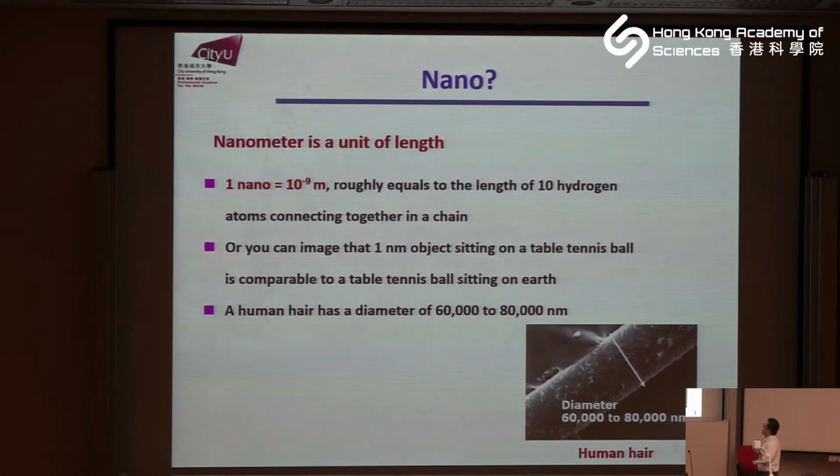Conceptually, a one-nanometer object sitting on a table tennis ball is comparable to a table tennis ball sitting on Earth. So you can see it's really that small for 1 nano. And a human hair is about 60 to 80 thousand nanometers in diameter, so one nanometer is way smaller than a human hair. This is really a small quantity.